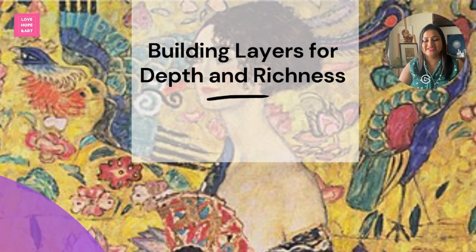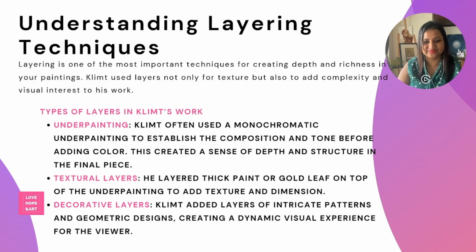Next is building layers for depth and richness. So layering is very crucial to bring about a dynamic and lifelike effect in your artwork. So you can give an underpainting. Klimt often used a monochromatic underpainting to establish the composition and tone before adding colors. This created a sense of depth and structure in the final piece.